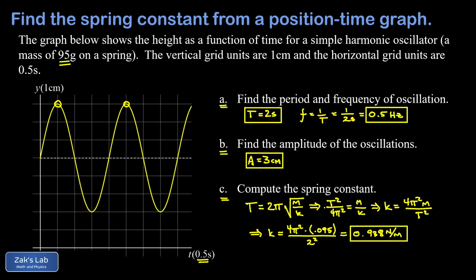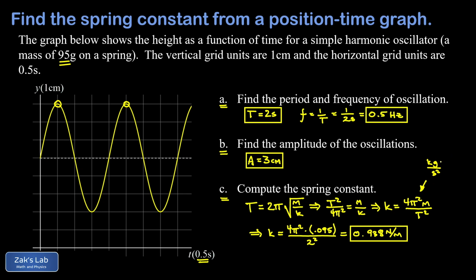Let's go ahead and check the units real quick. When I plug it into this formula where I have an m in the numerator and a T squared in the denominator, those are units of kilograms in the numerator and seconds squared in the denominator. So how are we getting newtons per meter out of this? Remember from Newton's second law, F equals ma. A newton is a kilogram meter per second squared.